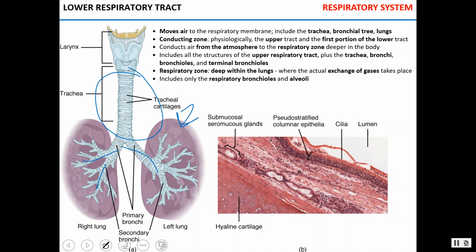So the function of the conducting zone is to transfer the air from the atmosphere to the respiratory zone through the nose, pharynx, larynx, trachea, bronchi, bronchioles, and terminal bronchioles. Then air enters the respiratory bronchioles and alveoli, where gas exchange happens, and that's the respiratory zone.